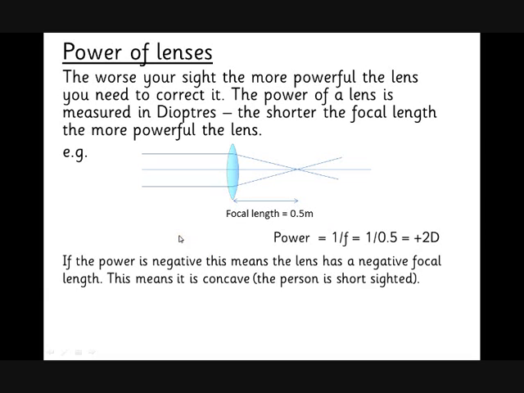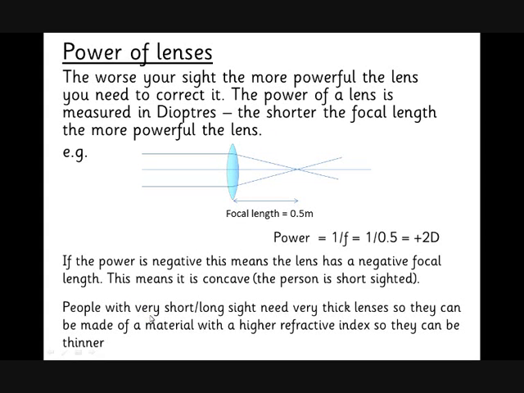Some people have lenses which have to be very powerful. That would make them very thick, and in order to make that a little bit less of a problem, what you can do is you can make the lenses out of a very high refractive index material, and that means you can make the lens much thinner and still be able to do the same job.